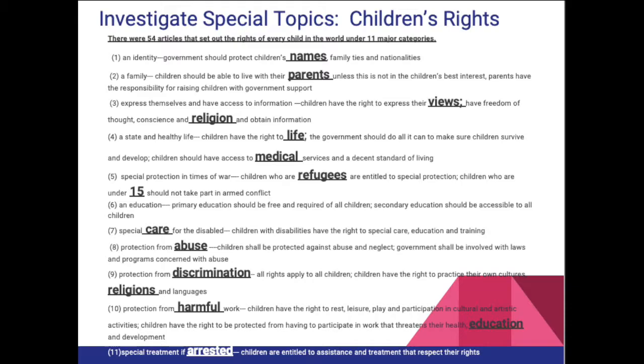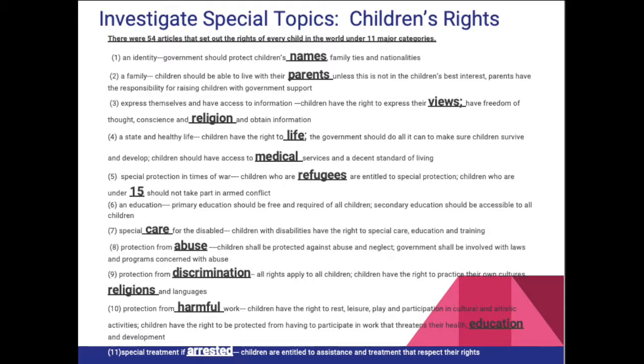Number 3, children have the right to express themselves and have access to information. Children have the right to express their views, have freedom of thought, conscience, and religion, and obtain information. Number 4, children have the right to a safe and healthy life. Children have the right to life. The government should do all it can to make sure children survive and develop. Children should have access to medical services and a decent standard of living.